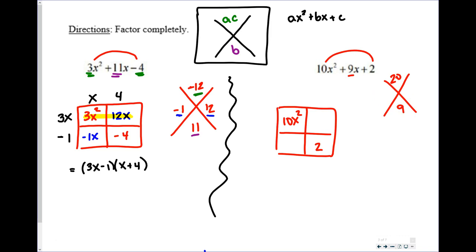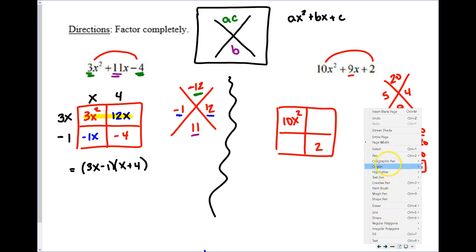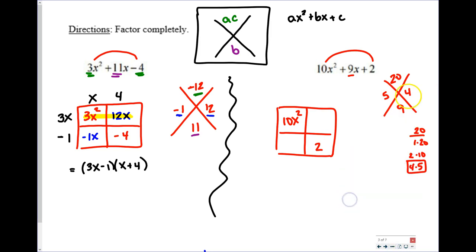What two numbers multiply to 20 and add up to 9? Like I said, if you have to, write out your terms here and then figure out which one it has to be. I know 4 and 5 multiply to 20 and add up to 9, so it's got to be 4 and 5. Now that I know that 4 and 5 are my middle terms, I'm going to put 5x here and 4x here. Okay. Now I'm going to solve my puzzle.